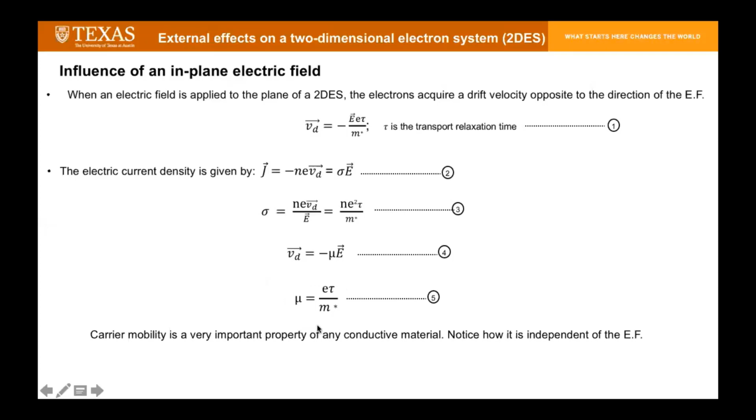So mobility is a very important property for any conductive material. It is a measure of how quickly the electrons move under the influence of an electric field. But it's really independent of the electric field. You see in this expression, it's a property of the material that you're looking at. So it only depends on the mass of the electrons in that material and the relaxation time. It's completely independent of the electric field. So just keep in mind that mobility is a very important quantity for semiconductor systems.